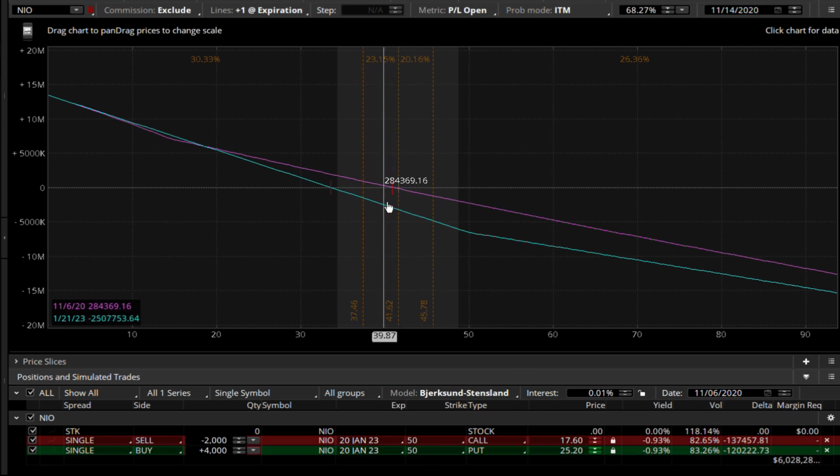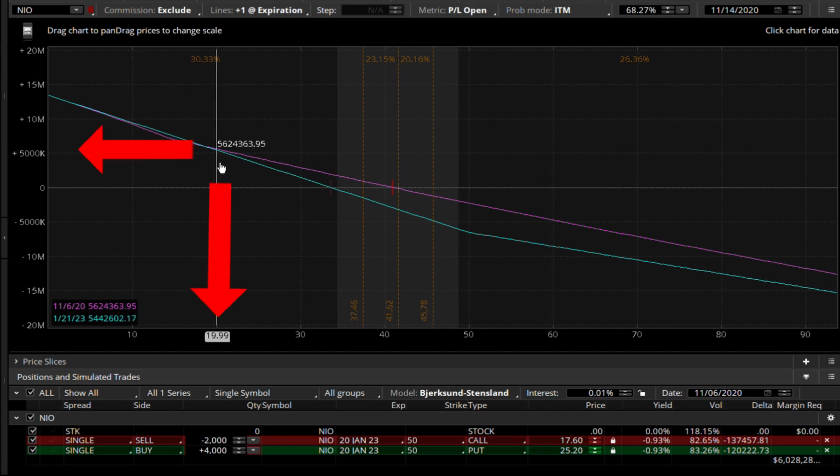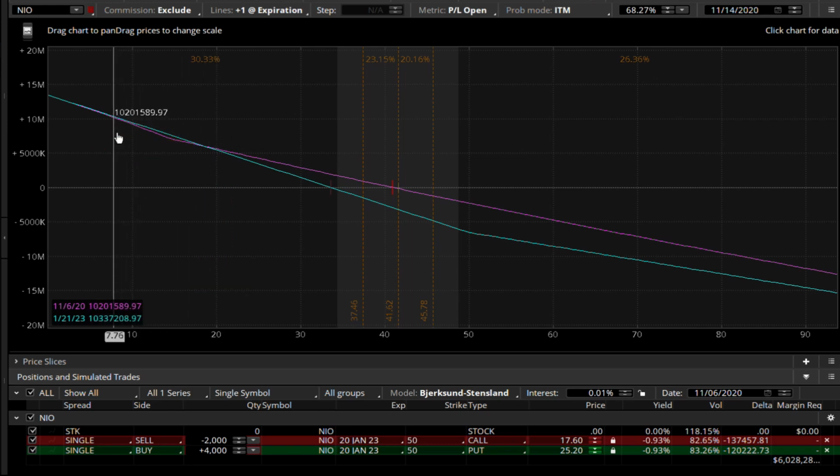Now, what does this trade mean? What it means is that if he sold the calls and bought the puts, his break even in January '23 is actually $33.65. If the stock goes back down to 20, he is going to make $5.4 million. And if it goes all the way back down to about $8.50 per share, he'll make $10 million. Now, this is what we call a risk reversal.